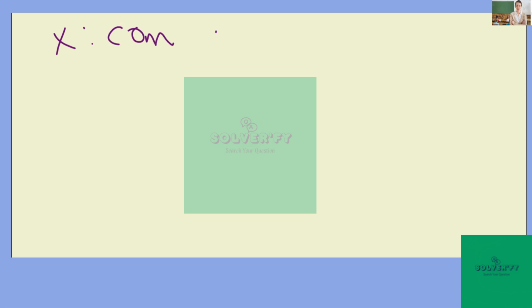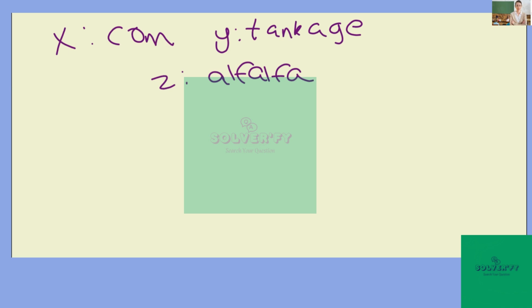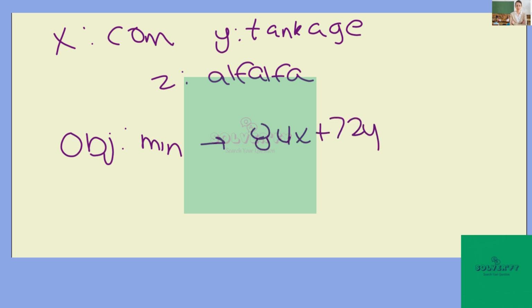Alright, so here for my variables, I'm going to let x be equal to my kilograms of corn, y be equal to my tankage, and z be my kilograms of alfalfa. Then we want to figure out our objective. Our objective, we see, is to minimize our function, 84x plus 72y plus 60z.